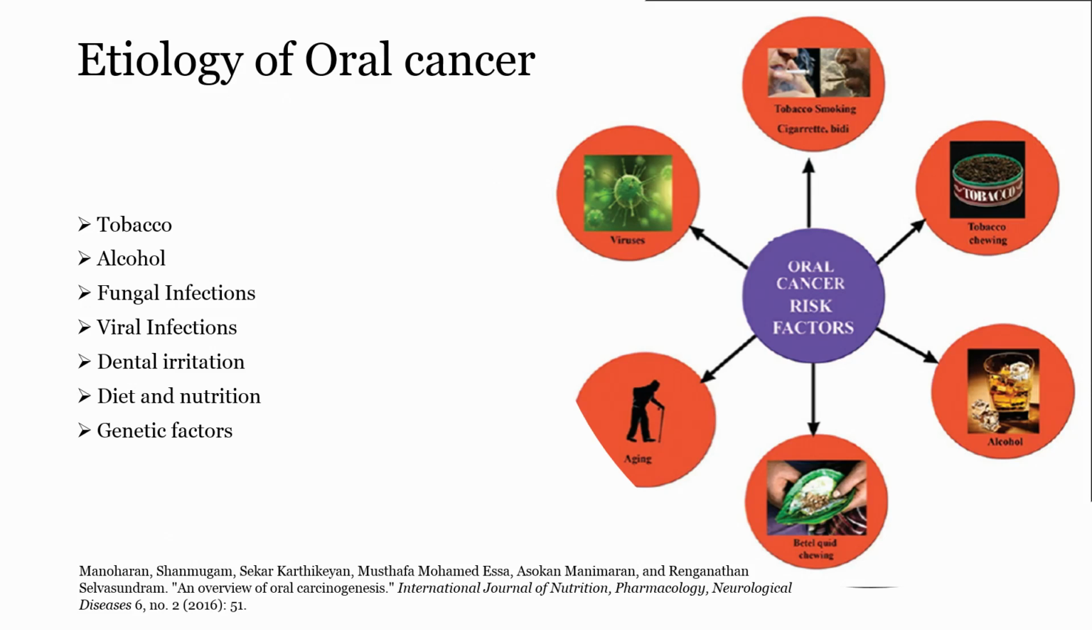Oral cancer risk factors are of course aging, betel quid chewing, which is your pan. The leaf that we use for the pan is good for health, but betel nuts, and chewing with tobacco, are really harmful. The same goes for alcohol. We have tobacco chewing, smoking cigarettes, viruses. If you divide the etiology, from tobacco to genetic factors, from diet to dental to viral to fungal, there are a lot of causes of oral cancer.